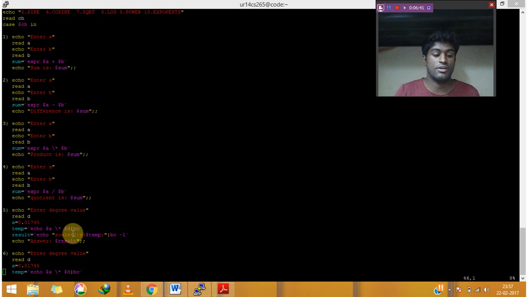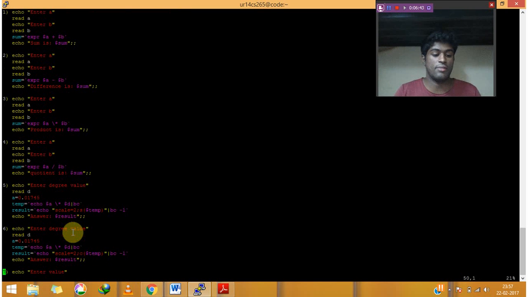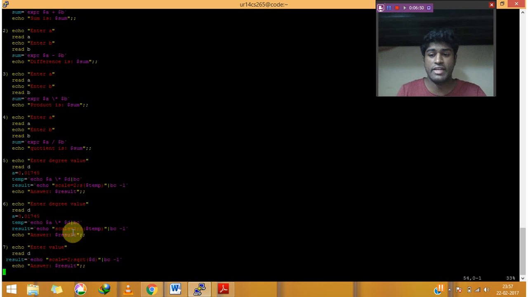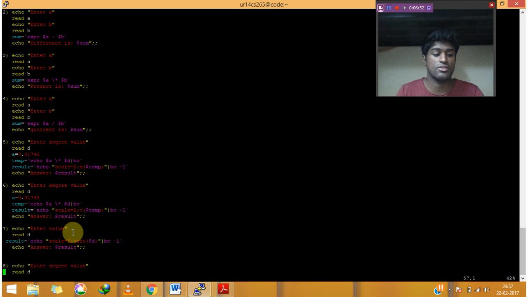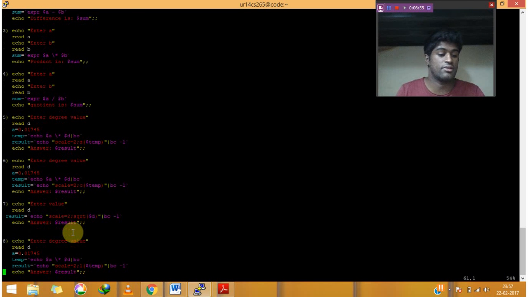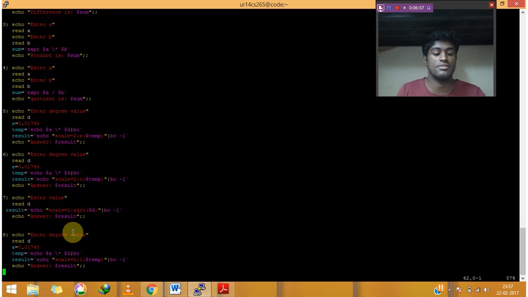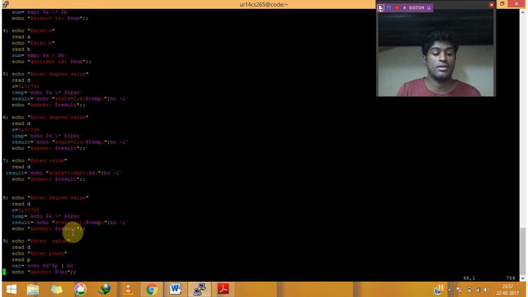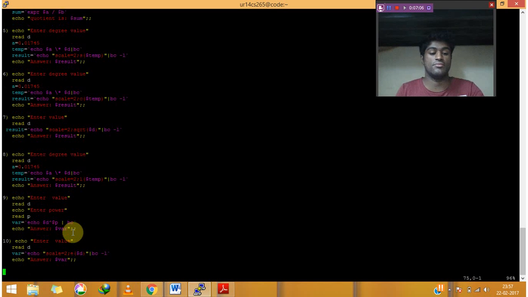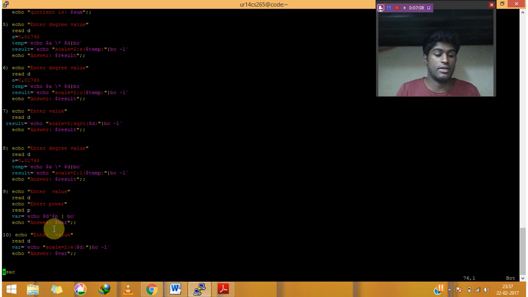Now for cos, I'll be using the same thing, but only the function changes to c, that is cos. I can find tan by using sine divided by cos. That's another thing. Now the next one is square root, which is calculated using the predefined sqrt function. The next is the logarithmic value, which is used by l, and the next is power, which is by this operator over here, the cap operator.